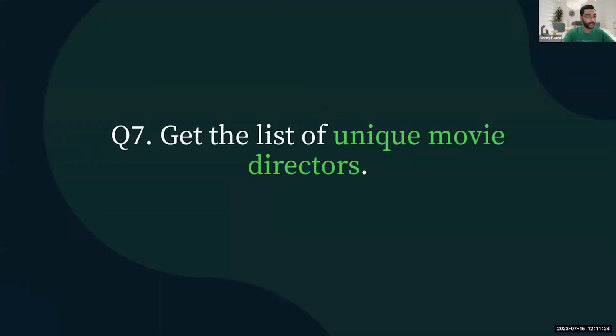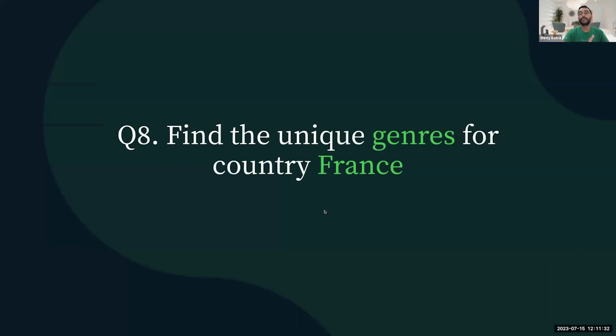Okay, I'll speed it up a little bit. I'll take the questions at the end. We have 3 more to go. Find the unique joiners for country France. Now you would have understood how things are working, right? So what we are going to do is again an unwind and then group and then do an add to set. Very similar, but an extra thing came for country France.